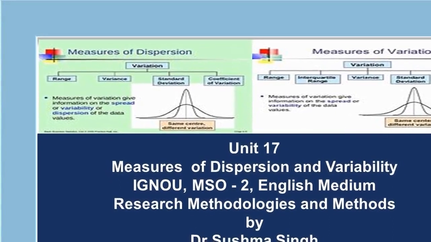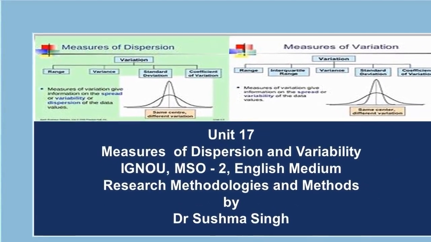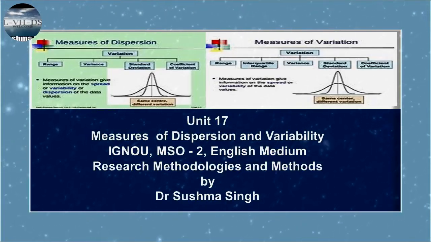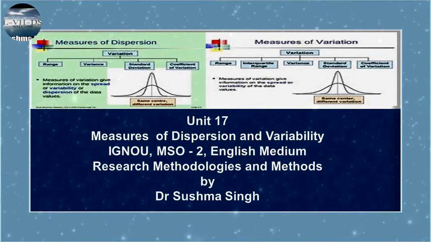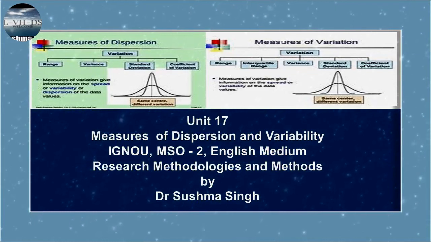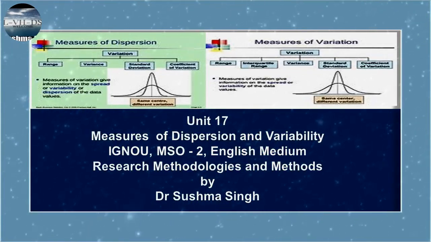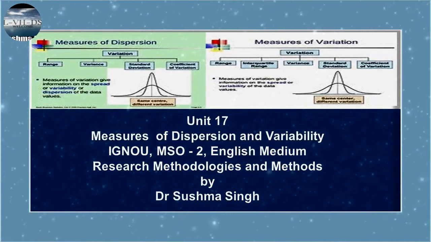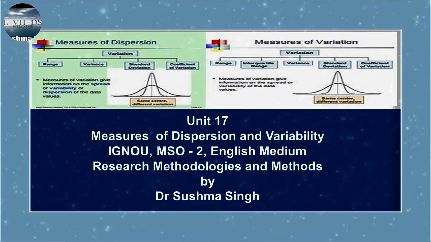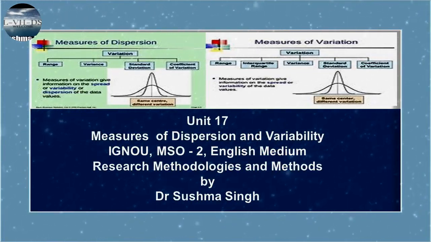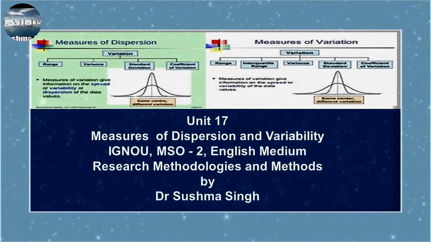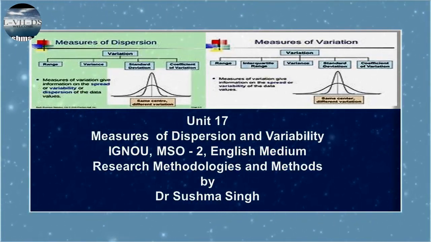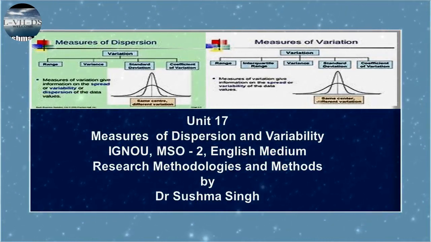Sushma Singh. Let us start discussion on Unit 17, Measures of Dispersion and Variability. In addition to the measure of central tendency, it is generally desirable to have a measure of dispersion of data. A measure of dispersion, or a measure of variability as it is sometimes called, is an indication of the clustering of measurements around the center of the distribution, or conversely, it is an indication of how variable the measurements are.